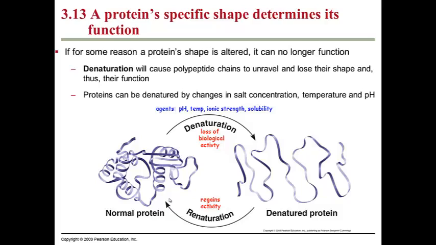These are all agents that will cause the chemical interactions of hydrogen bonding, ionic bonding, hydrophilic, hydrophobic interactions to shift from the normal protein structure to a more unraveled, or non-functional protein. In some cases, we can renature that protein back to its original structure, but many times in a case like temperature, we can never return the protein back and it simply remains non-functional.